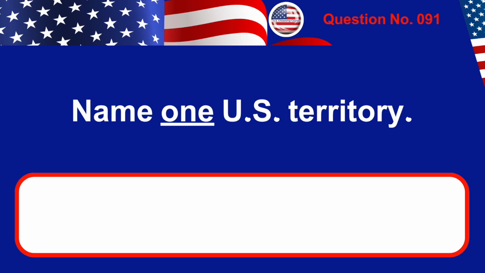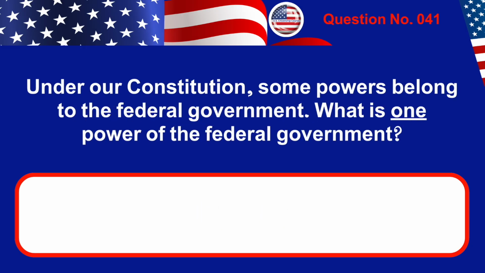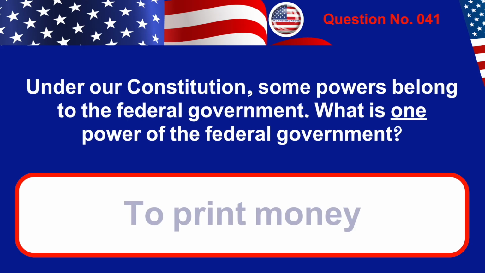Name one U.S. territory. Guam. Under our Constitution, some powers belong to the federal government. What is one power of the federal government? To print money.